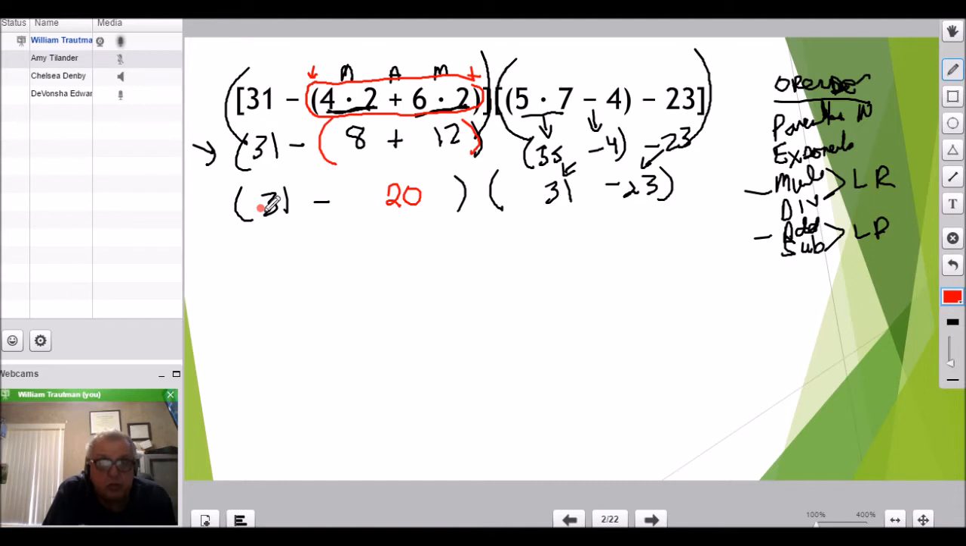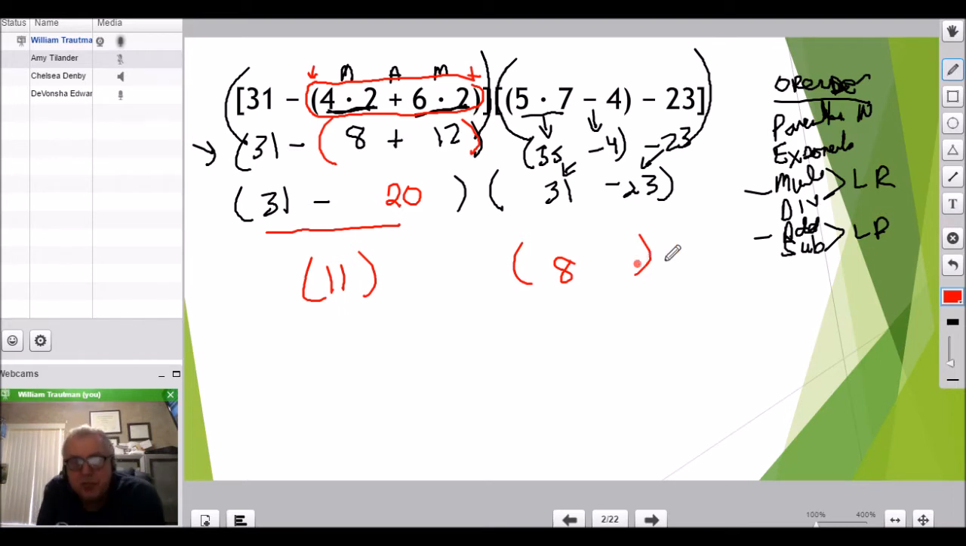Now we can add or subtract. 31 minus 20 is 11. I'm keeping the parentheses, and this one we have 31 also. 31 minus 23, I don't know what that equals. I think it equals 8. There we go. And the reason why you keep those parentheses is because there's an invisible multiply sign there. So this problem is actually, we're down to the end of it, 11 times 8, and we get 88.